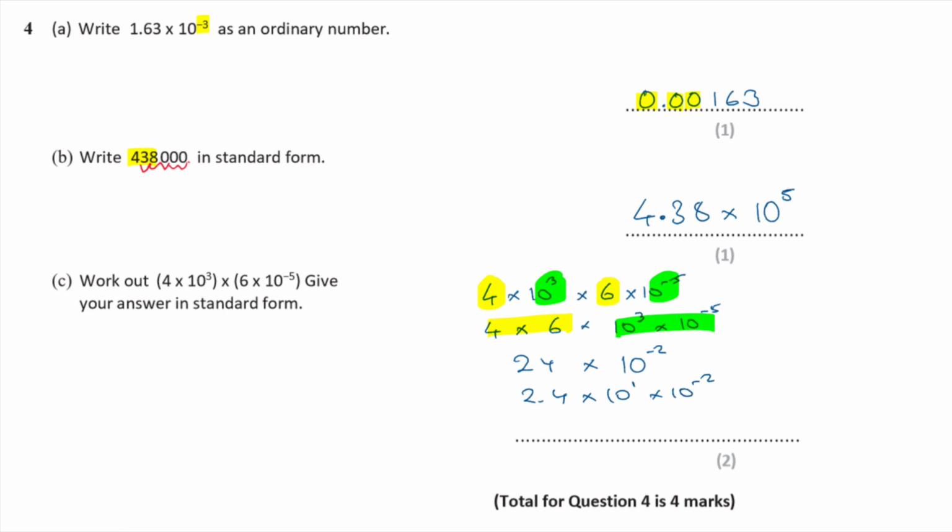Okay, so that's another 10 to the 1, isn't it? And so 10 to the 1 times 10 to the minus 2, add the indices there. I'm going to get 10 to the minus 1. So my final answer is 2.4 times 10 to the minus 1.